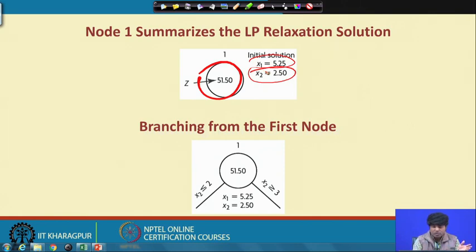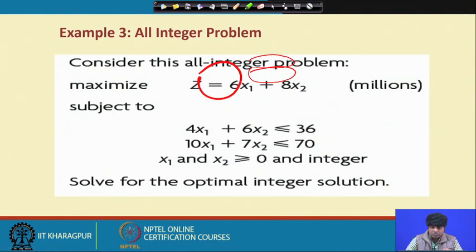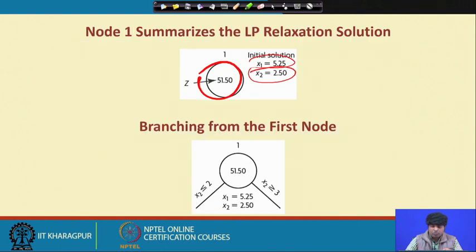If that is the case, then we can look at the value of the objective function. If the values of the decision variables are not integer type, then there is no point in checking the value of the objective function, because this is our requirement and this is our condition. Since both the variables are not integer type for this problem, the solution is x 1 equal to 5.25 and x 2 equal to 2.5. As a result, both are non-integer.